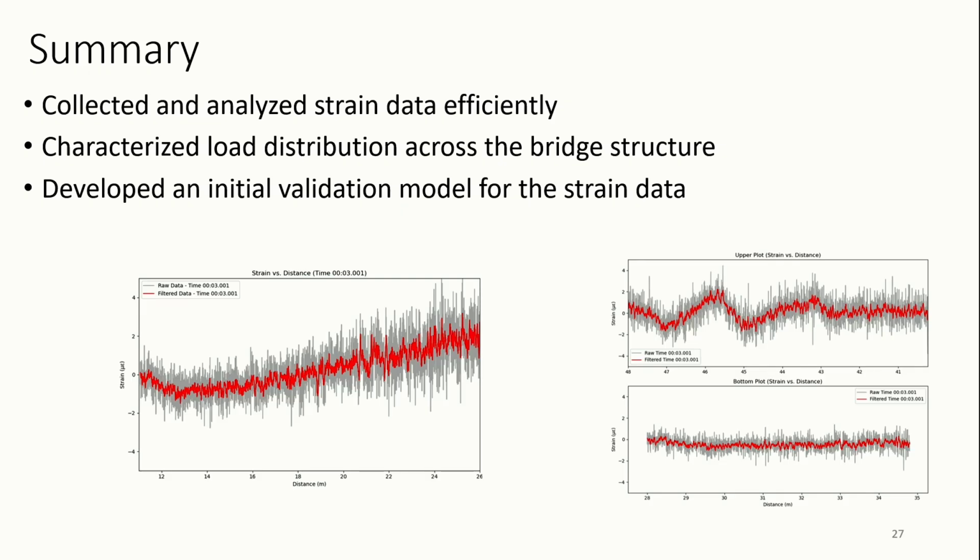So in summary, for this stage of the project, we have collected and analyzed strain data efficiently. We have characterized the load distribution across the bridge structure, and developed an initial validation for the model strain data. Here is one measurement, for example, the transversal cable. In just one cable, we have the data of what is happening in the deck, but also what is happening along the road in the bridge. So we have a lot of information that we can read with this type of technology.